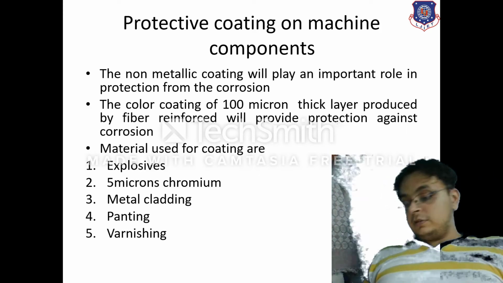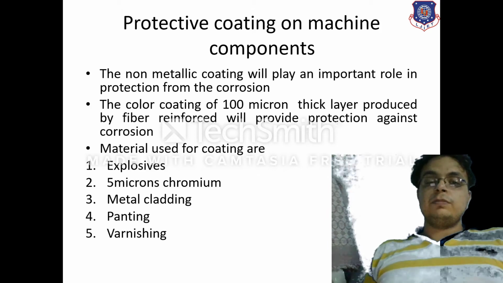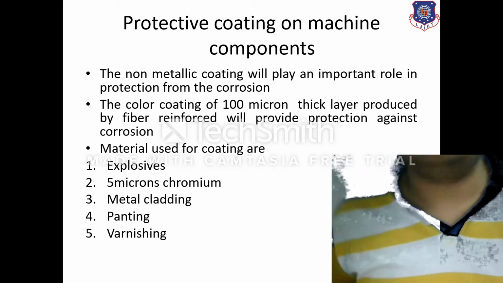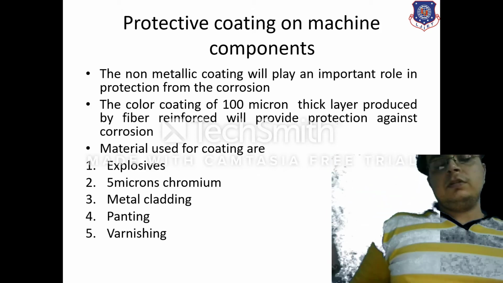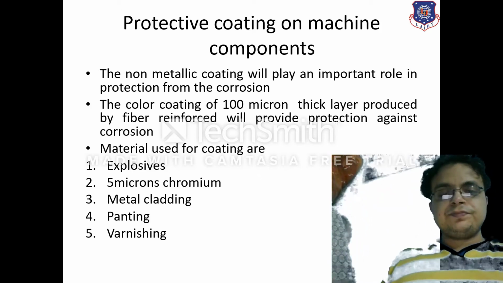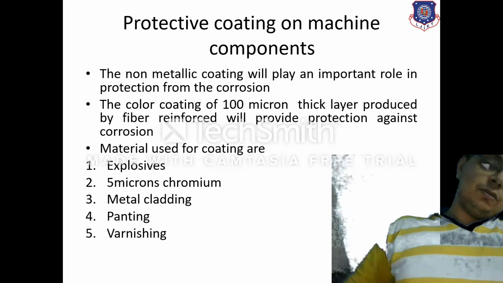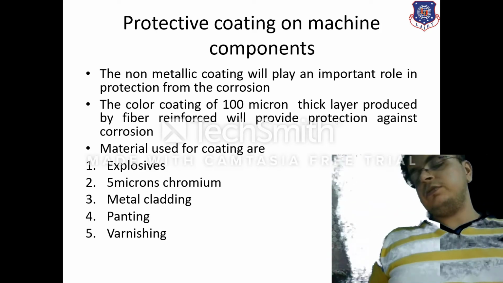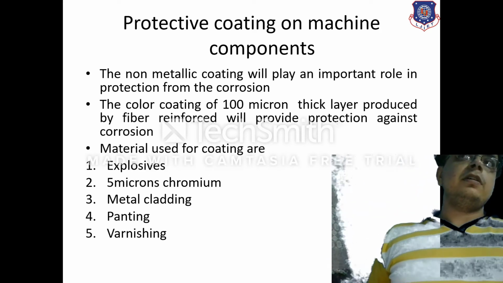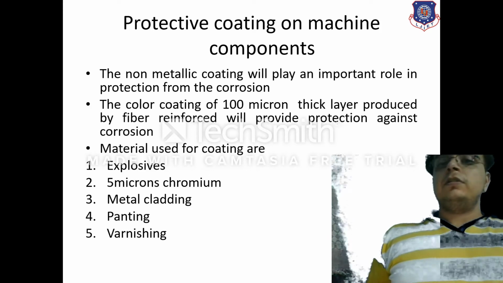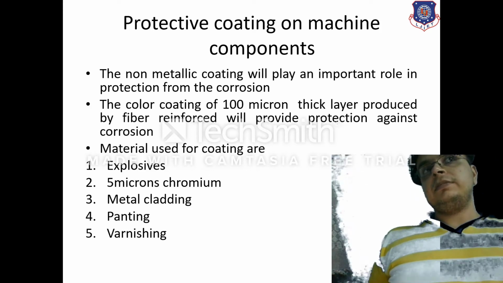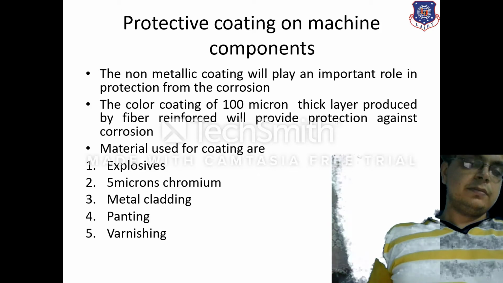Explosives can also be used, as the provision of an explosive layer can also prevent the formation of corrosion. Then 5 micron chromium. 5 micron chromium is what is provided on the surface. Then the resistance to corrosion can be raised.